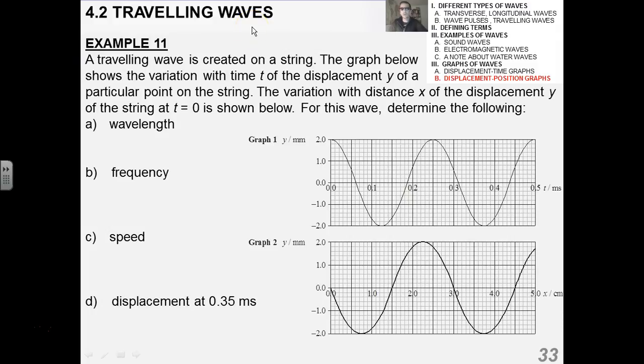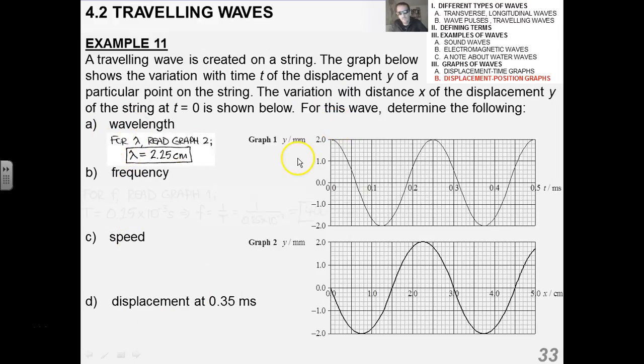Okay, let's do a couple of examples, and then we're going to wrap this video up. So pause the video and read this one. This kind of problem for you should be pretty straightforward at this point. The graph below shows the variation. This is a displacement time and a displacement distance graph of the same traveling wave, and I'm asking you to determine wavelength, frequency, speed, and displacement.